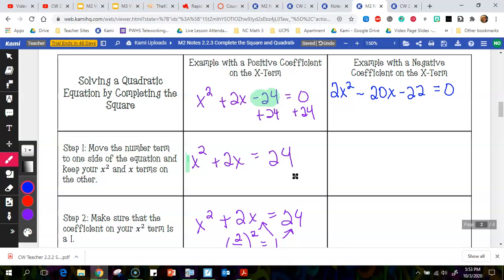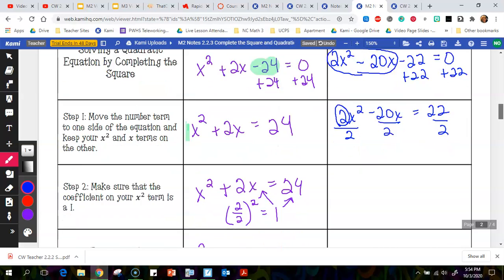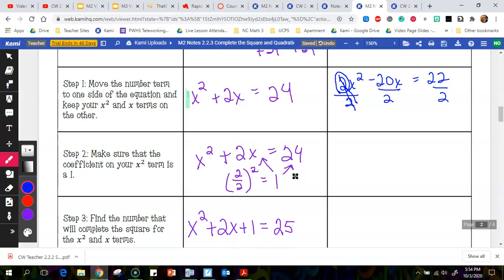So let's see. I'm going to add 22 to both sides, so I can get this part by itself so I can do the completing the square. So that's going to be 2x squared minus 20x equals 22. Now it says make sure your coefficient on your x squared term is a 1. Well, this is a 2. So what I have to do is divide everything by 2 to make that x squared term a 1. All right, so this cancels. That's going to be x squared minus 10x, because 20 divided by 2 is 10, equals 22 divided by 2 is 11.